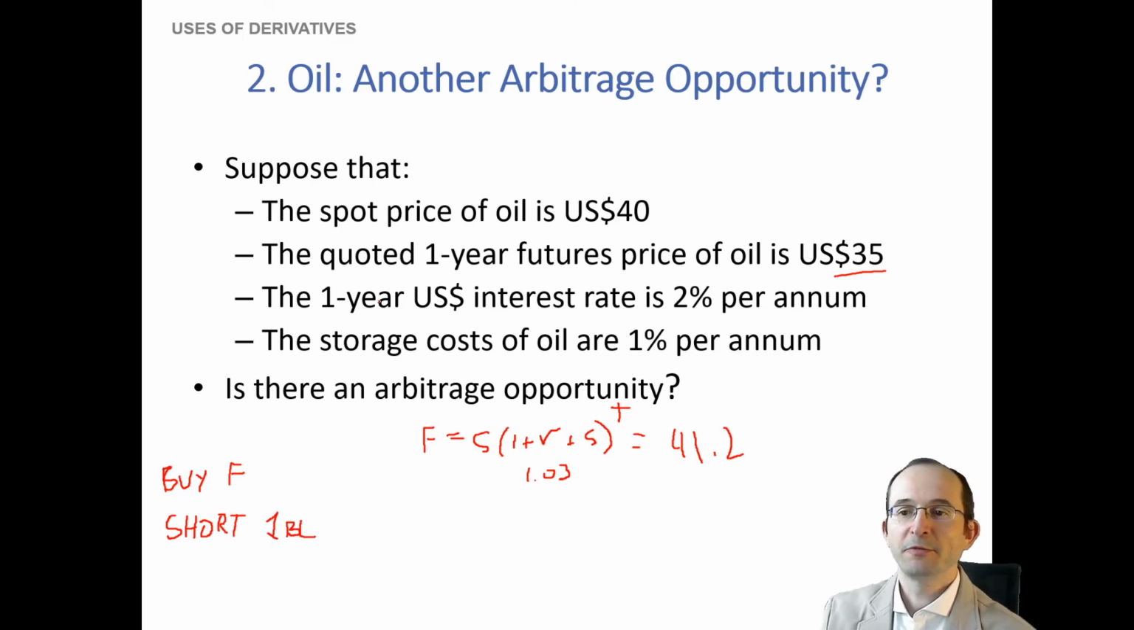What we're going to receive for that is 40, because that's the spot price. That's what we'll sell it for right now. We can invest that at the risk-free rate. So in a year's time, we will receive 40.8. We computed that on the prior slide, which is just 40 compounded at 2% for 1 year.